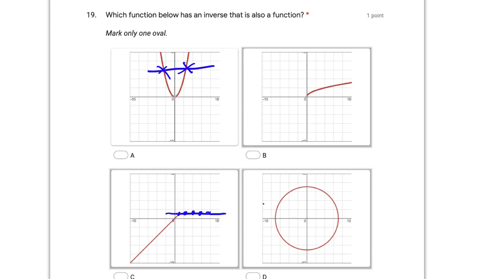A circle certainly doesn't have an inverse function. Heck, a circle isn't even a function to begin with because it flunks the vertical line test. So the only possible one up here is this half a parabola laying on its side. Any horizontal line only hits it in a single point, not like this. And so we're going to choose B.